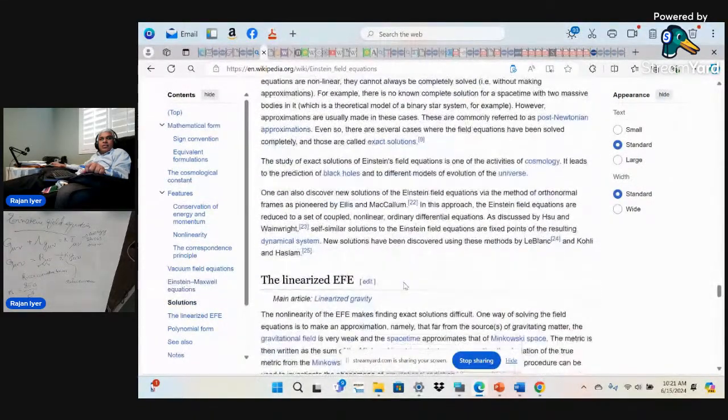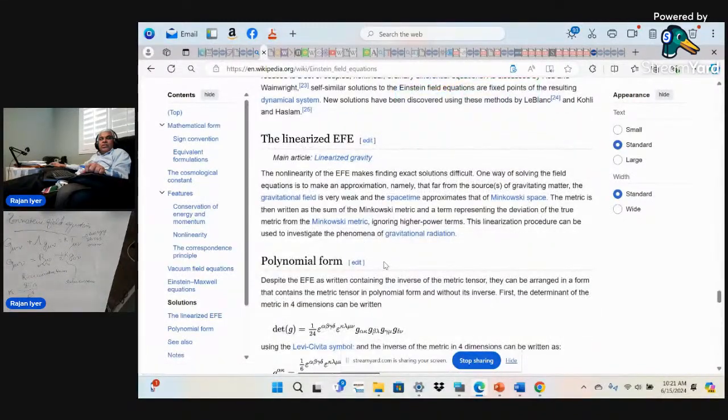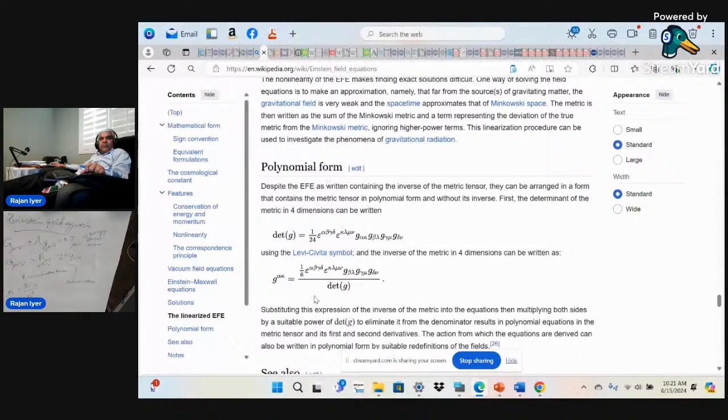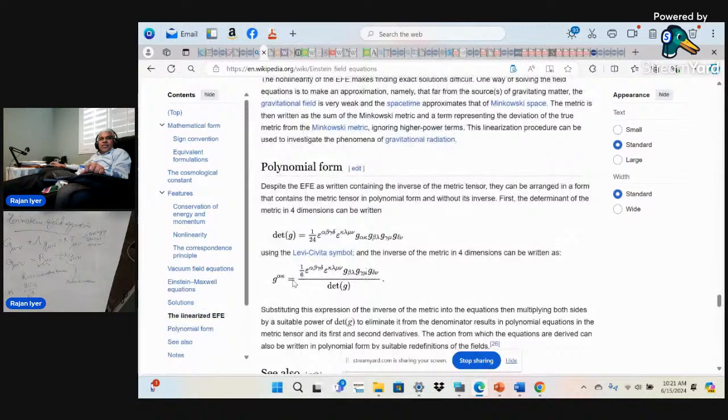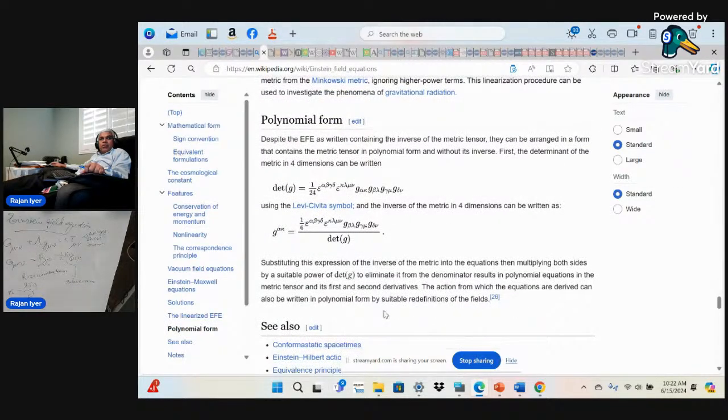Yeah, the linearized EFE, the Einstein field equation, and polynomial form, all kinds of things people have done. Okay, that's it. So again, this is uppercase, this is different. This uppercase is connected with the inverse metric tensor, the form that contains the metric tensor in polynomial form without its inverse. So this Levi-Civita symbol, the inverse of the metric in 4 dimensions, written out, then multiplying both sides by a suitable power to eliminate it from the denominator results in a polynomial equation in the metric tensor. The action from this equation can be written as a polynomial.